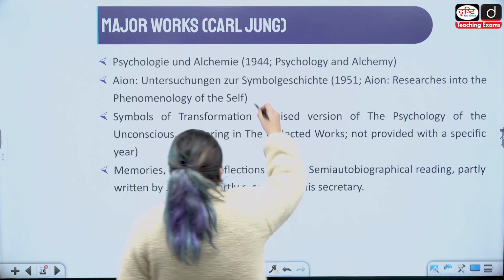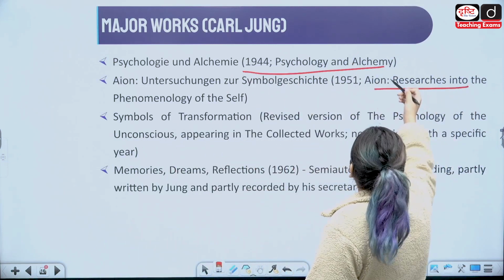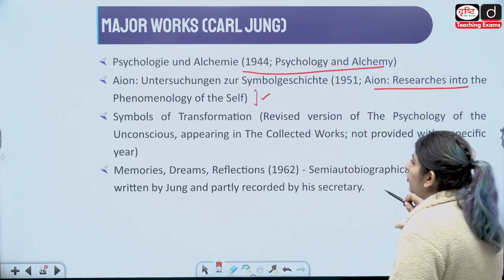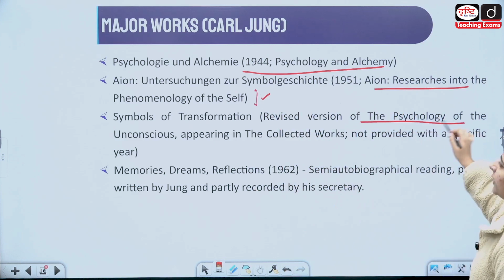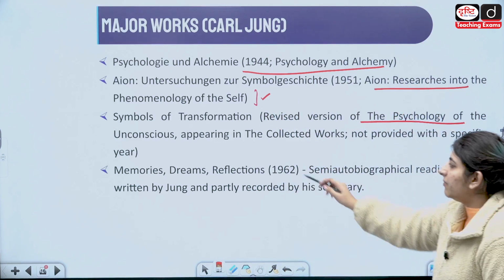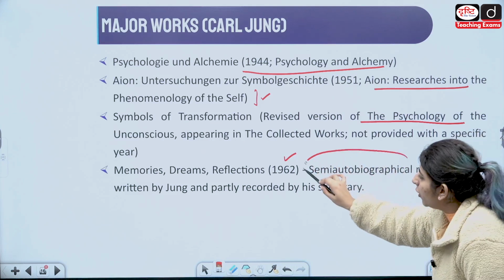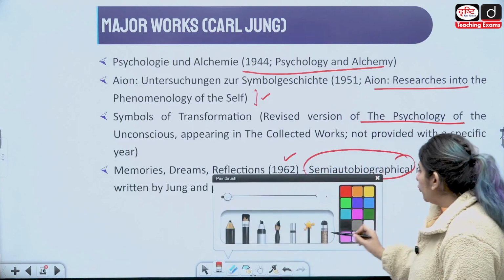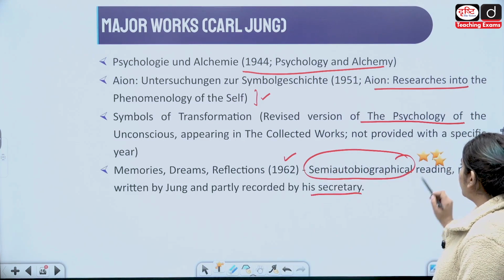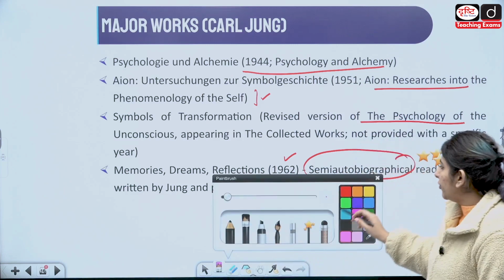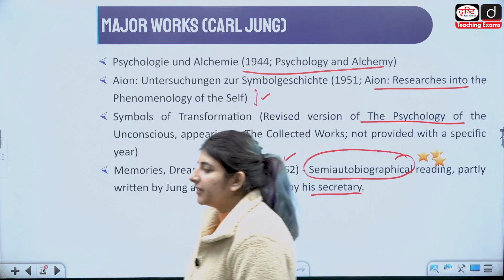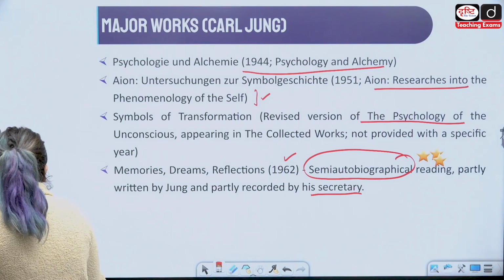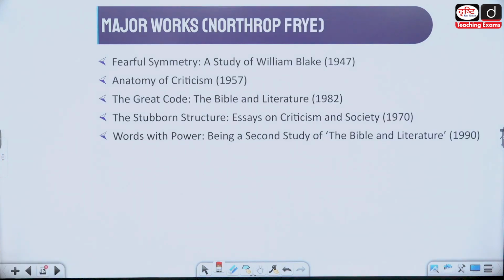Psychology and Alchemy, Aion, with the subtitle Researches into the Phenomenology of the Self, Symbols of Transformation, revised version of the Psychology of the Unconscious, and Memories, Dreams, Reflections, which is semi-autobiographical reading, partly written by Jung, partly recorded by his secretary. So these are certain facts that you need to make sure that you are noting them down. क्योंकि ऐसे ही क्वेश्चंस पूछ लेते हैं माइनर चीजों में से भी वो लोग, right? So pause it again, note it down again, and I move forward with the works of Northrop Frye.